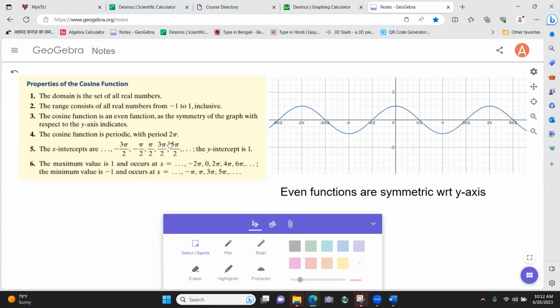Now, the domain, as we have said, is all real numbers, negative infinity to positive infinity. And the range is between -1 and +1, like we have shown before. We have shown it in the context of the sine function and cosine function, so I'm not going to write it here because it's all here, okay?